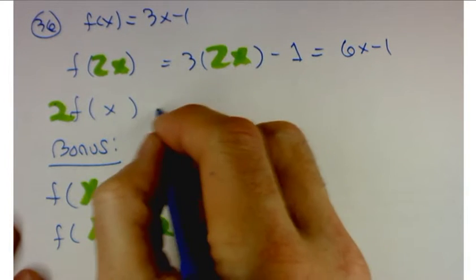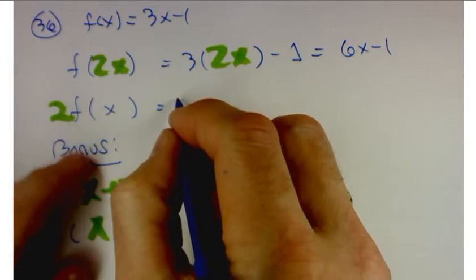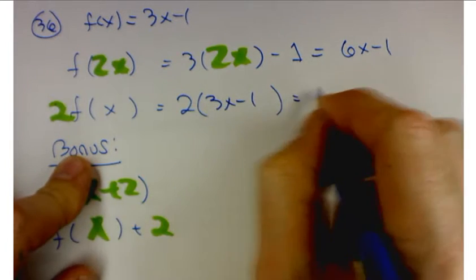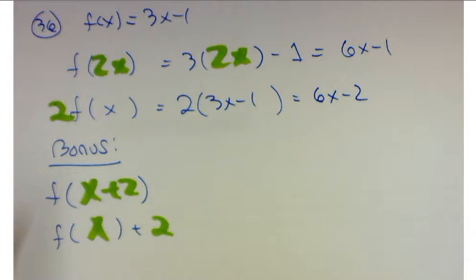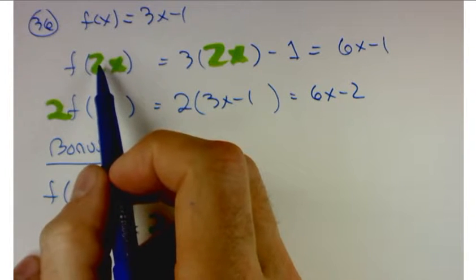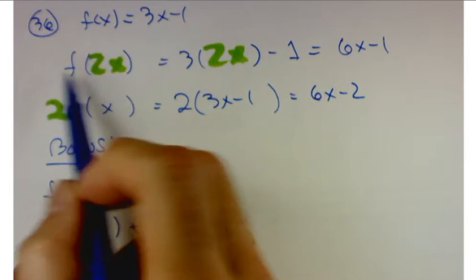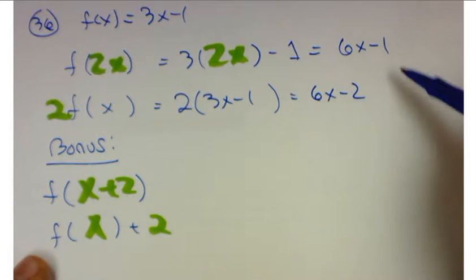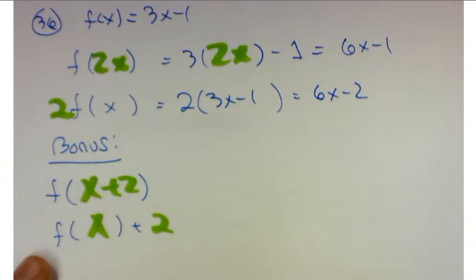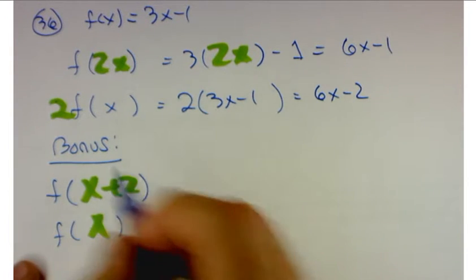No. 2 times f of x is going to look like this. It's going to be 2 times f of x, which is 3x minus 1. So I get 6x minus 2. So it means something much different. When you are working with this notation, you can't just factor out the 2 because we don't get the same thing. And depending on the problem, they could be much, much different. These were kind of close. That's only because this is a linear example.